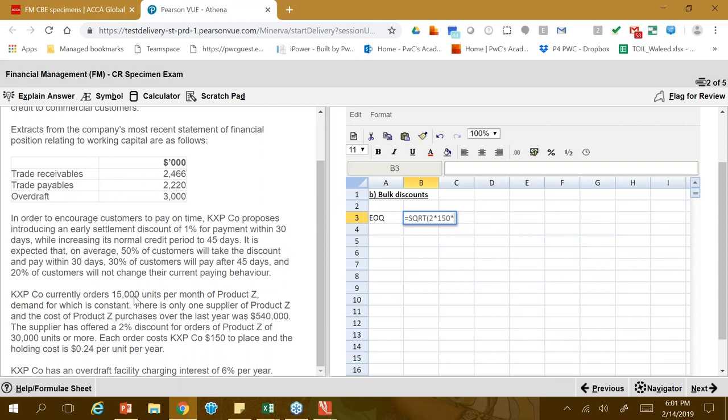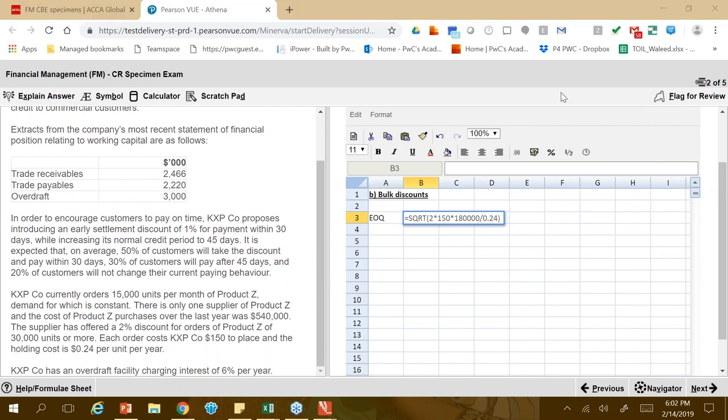So 15,000 units per month into the 12. That's an easy one. So we can find the annual demand there: 15,000 units into 12, easy, 180,000. So we can put the 180,000 here, or you can do 15 into 12 as well. And then over the CH, which is the 0.24. So 2 COD over the CH.